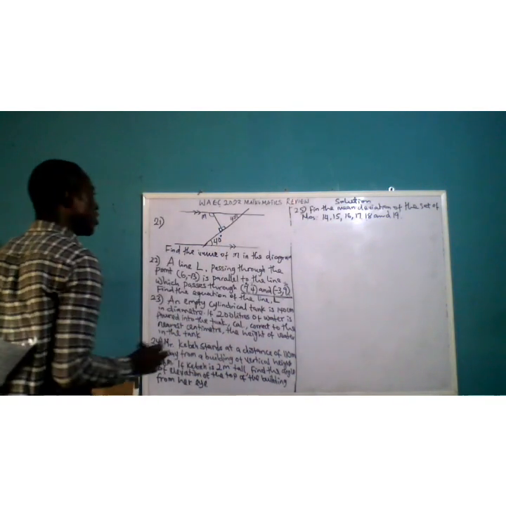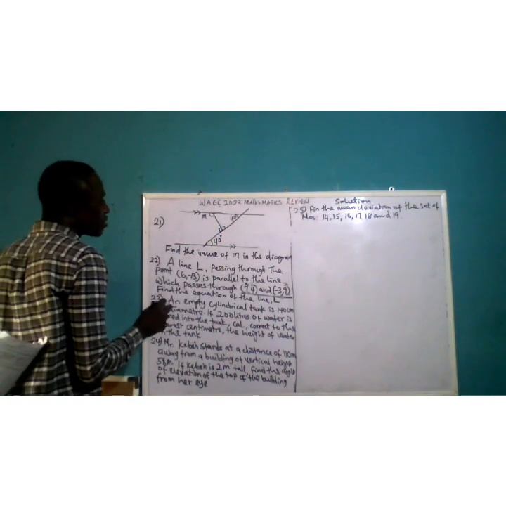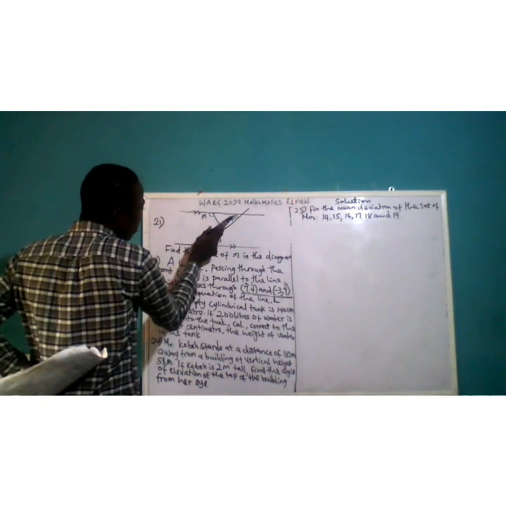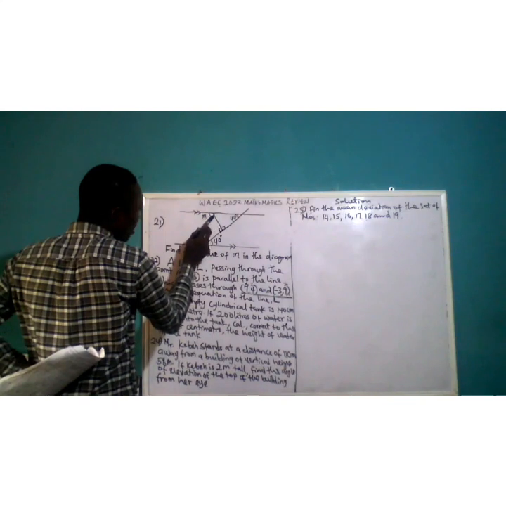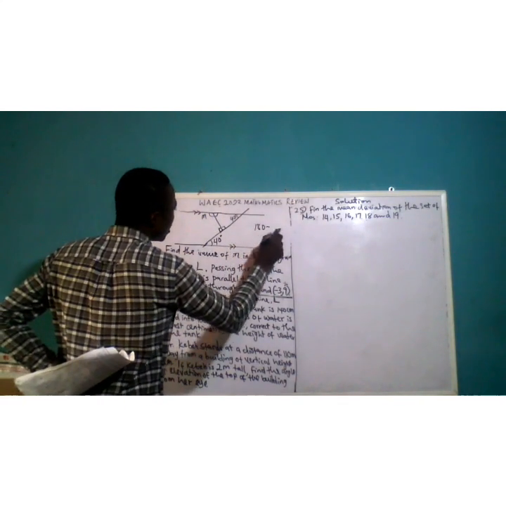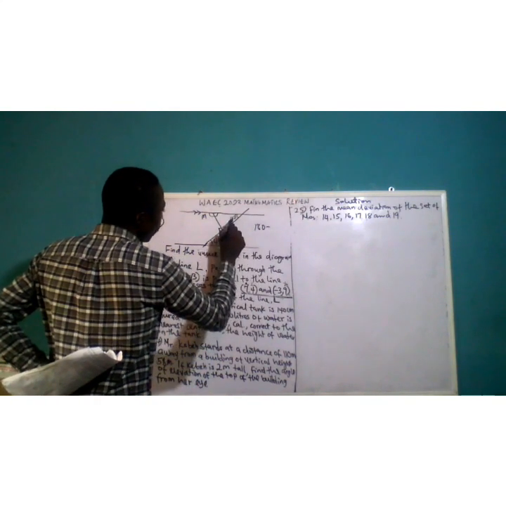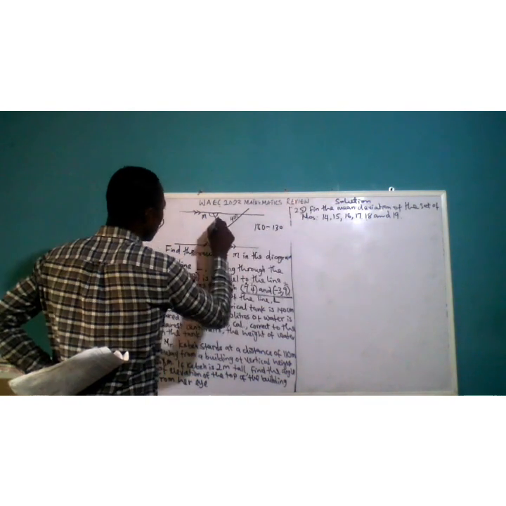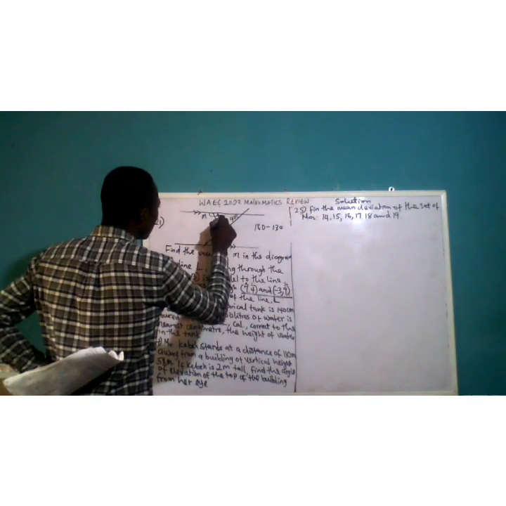Okay? And don't forget that the sum of angles in a triangle is equal to 180 degrees. So if we add 40 to 90 and subtract it from 180, we get this angle. Can we do that? That will be 180 minus (90 plus 40). That will be 180 minus 130. That will give you 50. So here is angle 50 degrees.